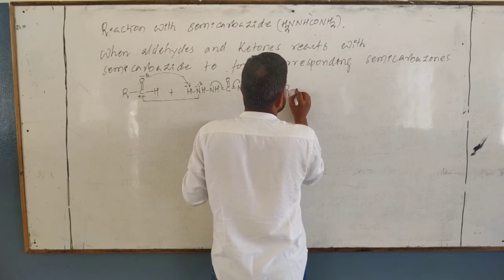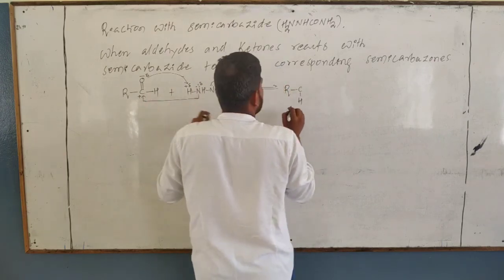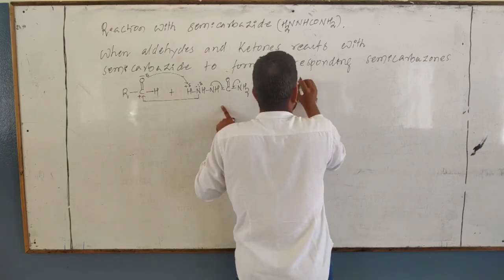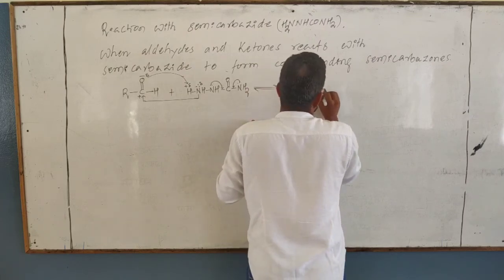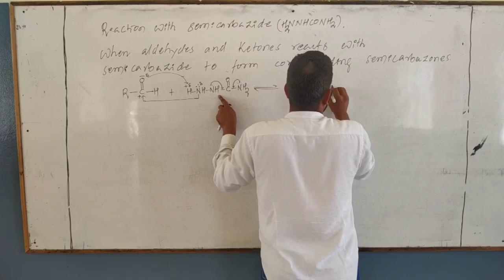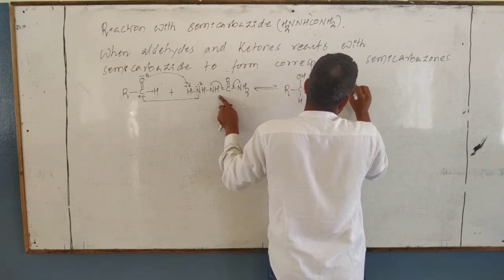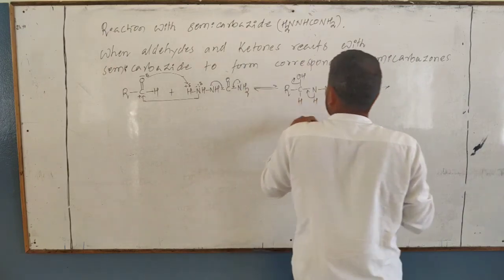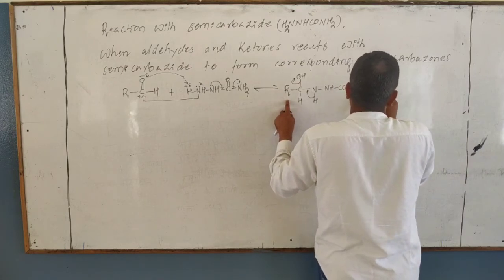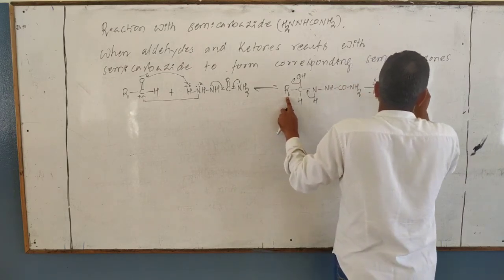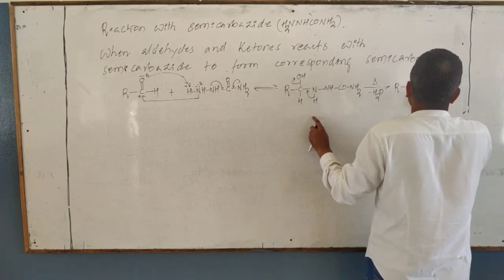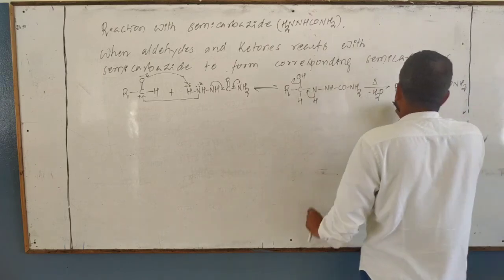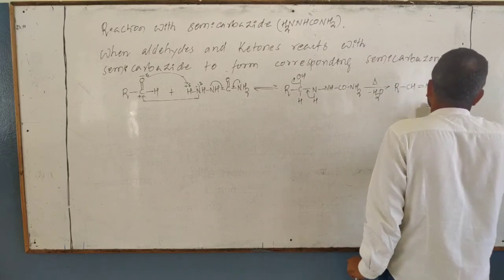R C H, over here there is N H O H NHCONH2, removal of water molecule, R CH double bond N NHCONH2. What is this? This is semicarbazone.